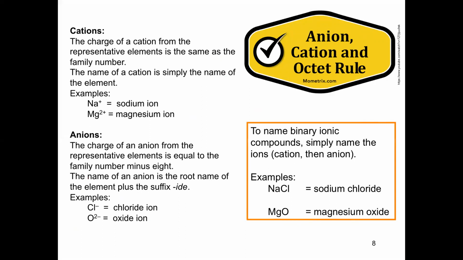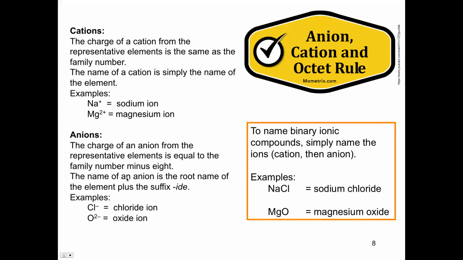Now, when we're talking about the negative charges, the anions, the charge of the anion is taken from the family number minus 8, so then you're going to get a negative, right? You can see that then you can have -2 for oxygen and -1 for chloride. Now, how do we name this? Well, I just said it.